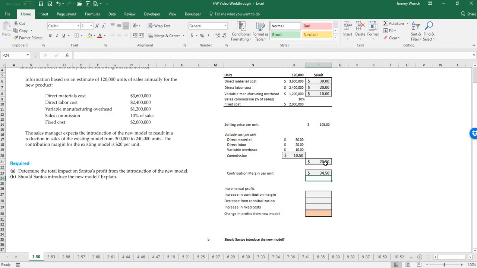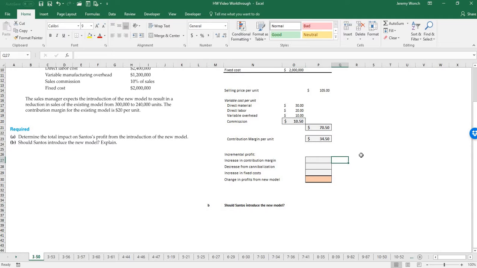And so that doesn't necessarily mean we're going to make $34.50 in profit. That just means that out of that $105, we're going to have $34.50 available to start paying down our fixed cost of the $2 million. Then once we sell enough units to get past the $2 million, that's when we start making profit.